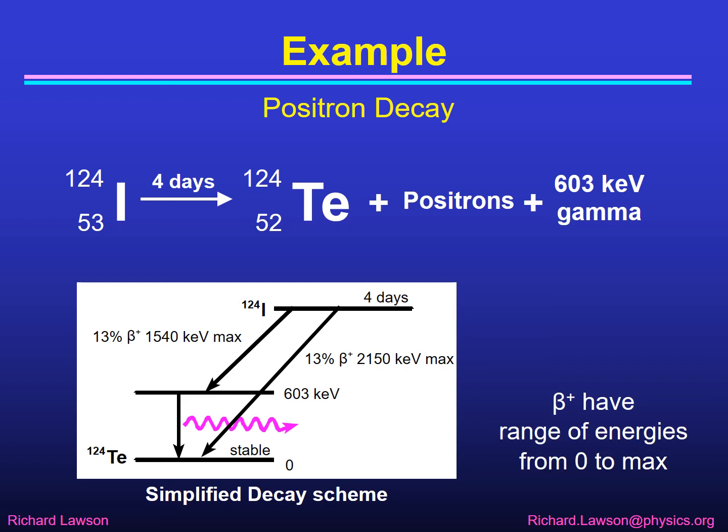So in that case we got one of several different positrons, beta plus particles. The energy I've shown here is the maximum energy. In fact, they have a range of energies from 0 up to that maximum, because there are also particles called neutrinos, which I didn't mention, which take off some of the energy as well.